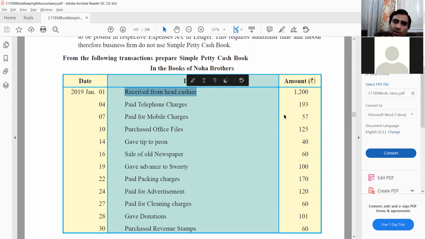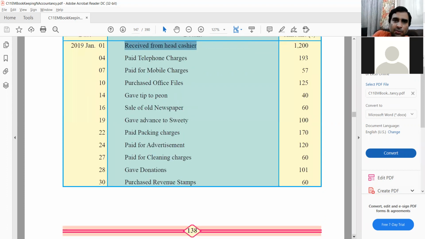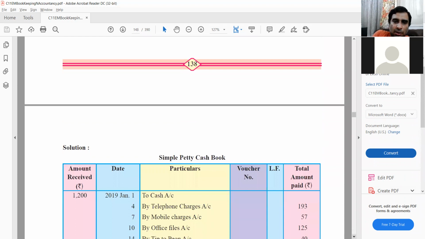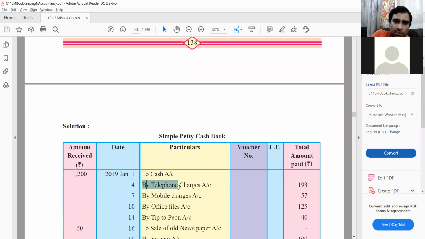Paid telephone charges 193, paid for mobile charges 57, purchased office files 125. So when these are posted into the petty cash book, you see the exact words are not put from the question, right? These words are slightly different. By mobile charges, by office file account, or you could say by stationery, right? Because you club all this by tip to Pune.